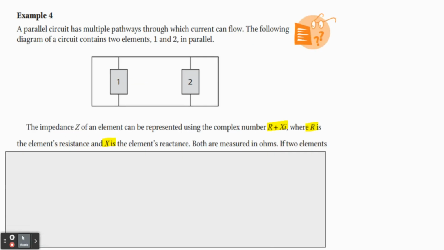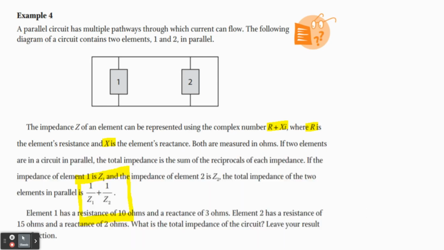So example 4 shows where we're going to use these imaginary numbers in real life. One of the examples is circuitry and finding impedance. R is going to be the element's resistance. X is the element's reactance, and that's the imaginary component. So we're going to have to do a little bit of substituting. The actual impedance formula is going to be 1 over Z1 plus 1 over Z2, and remember, those are both complex numbers. I know this looks really confusing, but the Z just represents the complex number.